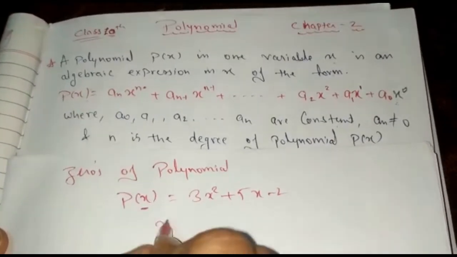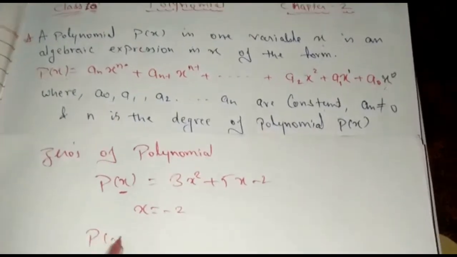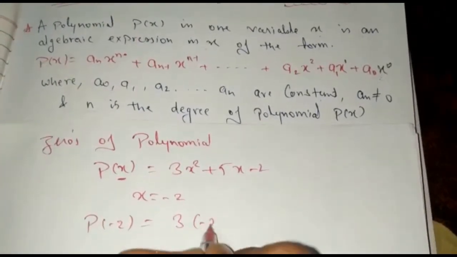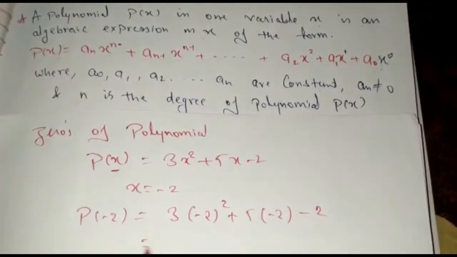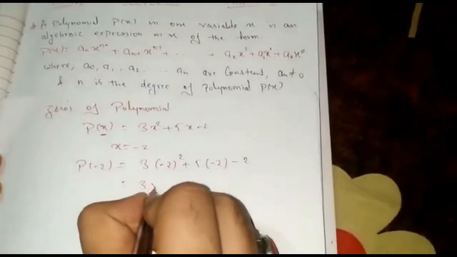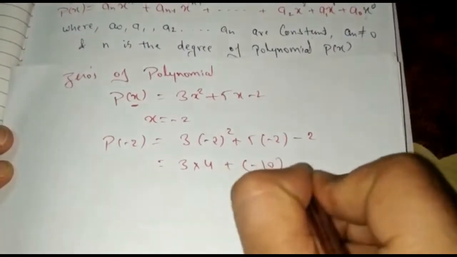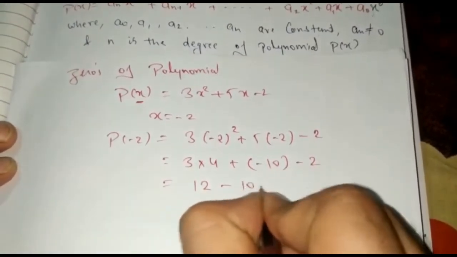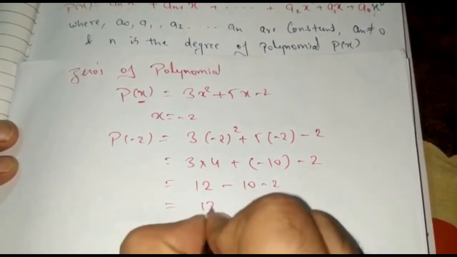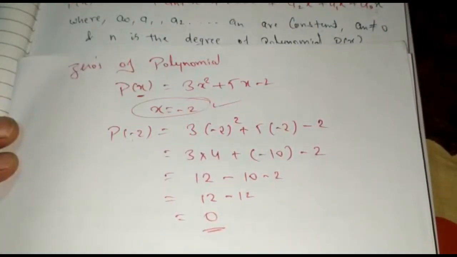I know that when we put x equal to minus 2, this will become 0. So it becomes 3 into (minus 2) squared plus 5 into minus 2 minus 2. Minus 2 squared is 4, and 5 into minus 2 is minus 10, so 3 into 4 is 12, plus minus 10, minus 2. That equals 12 minus 12, which is 0. So x equal to minus 2 is a zero of that polynomial.